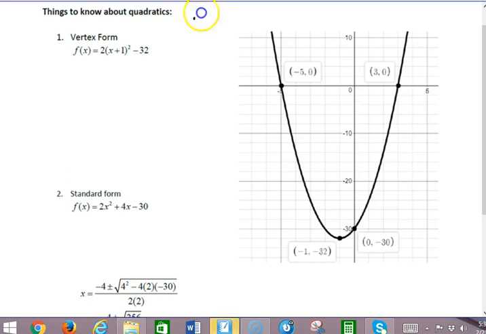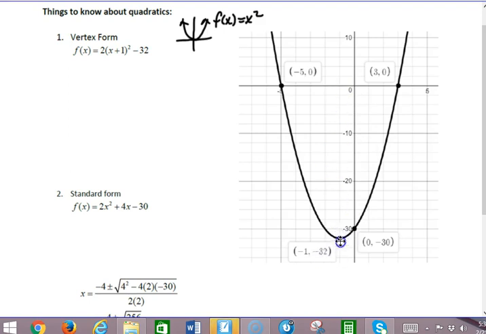So think about the fact that if we just had a little equation f of x equals x squared, the vertex would be at the origin, and it would have a certain amount of steepness. You'd go over 1, up 1, over 2, up 4, and so forth. When we add a number inside the function, it shifts the graph, in this case, to the left one, and then this one shifts it down 32.